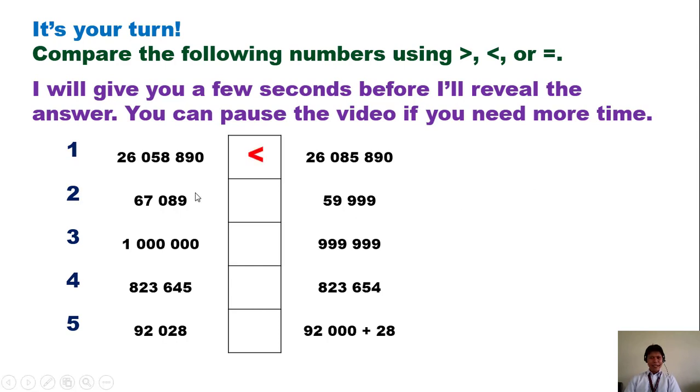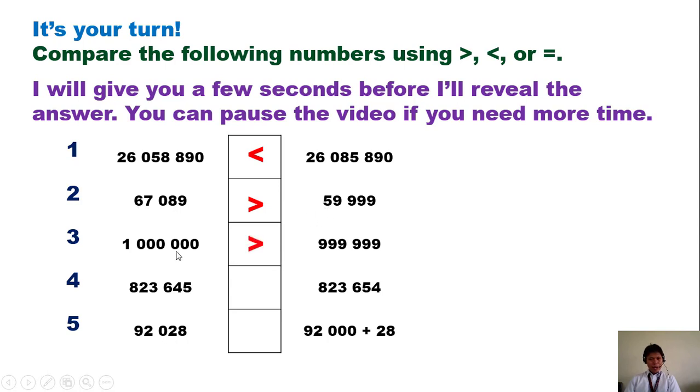Okay, this time I'll reveal the answer. The first one is greater because, as you can see, 5 and 8, this is 80,000. The value of this is 80,000. This is 50,000. This is greater. We have greater than because 60,000 is greater than 50,000.